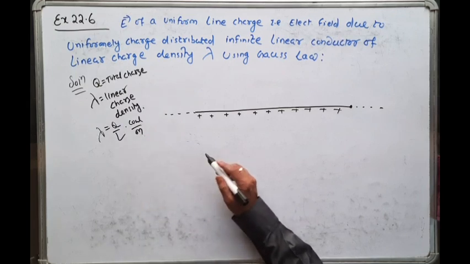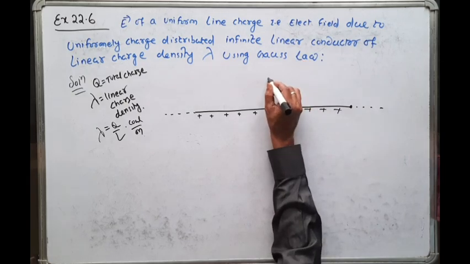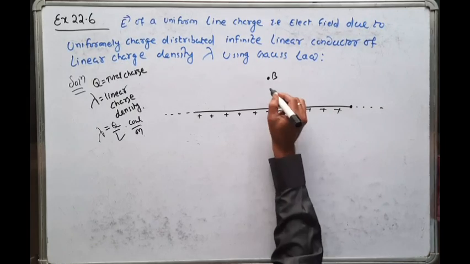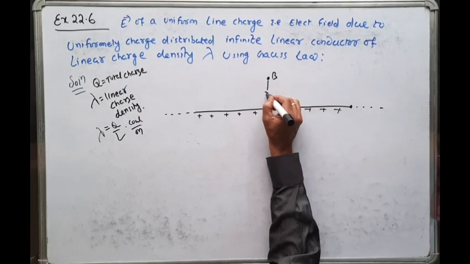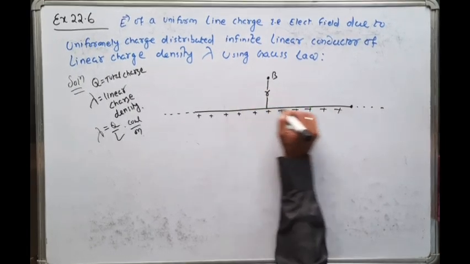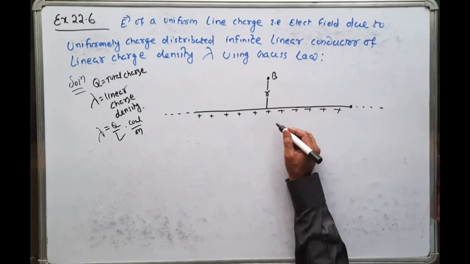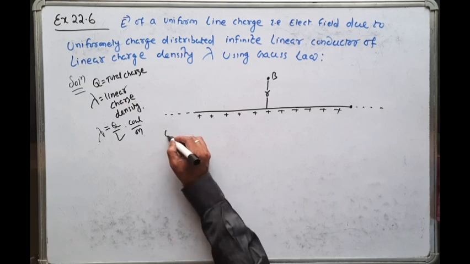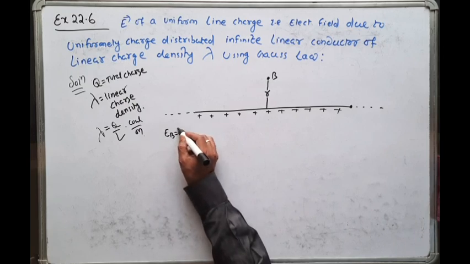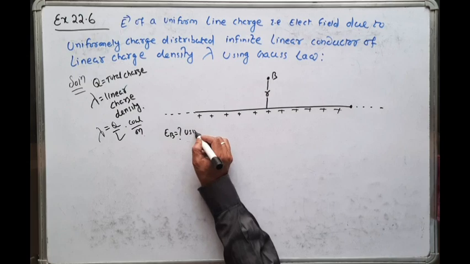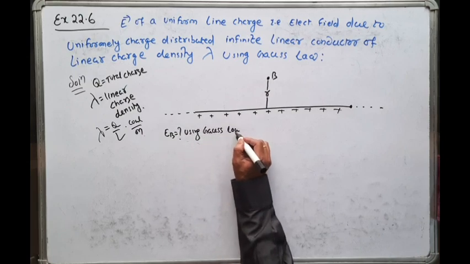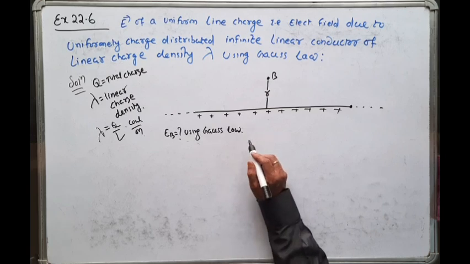So now we have to find electric field intensity. Suppose I want to find electric field intensity at B point, which is at R perpendicular distance from this linear charge infinite conductor. So what will we do? We will apply the Gauss law. Our aim is to find electric field intensity at B point using Gauss law. That is our objective.